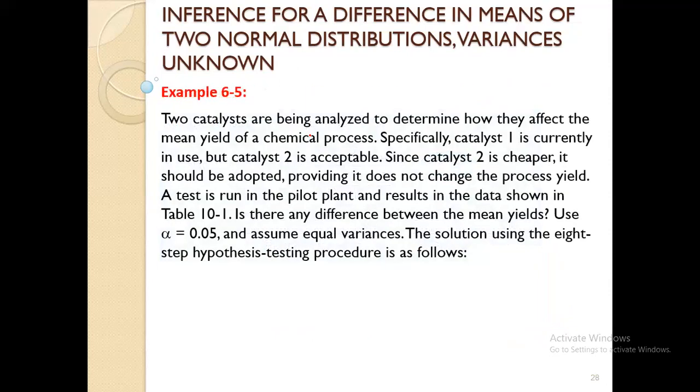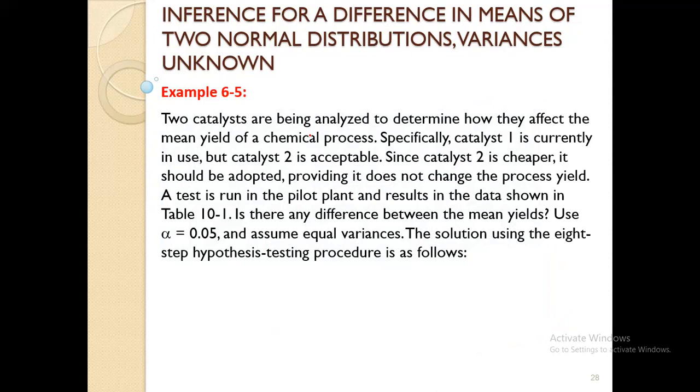Okay, for example, for this case, we have two catalysts. A catalyst is a chemical that accelerates the reaction. You study it in high school, or in chemical engineering, you study a lot about that. We have two catalysts, and we analyze how they affect the mean yield of a chemical process.